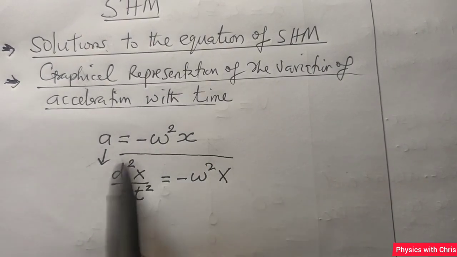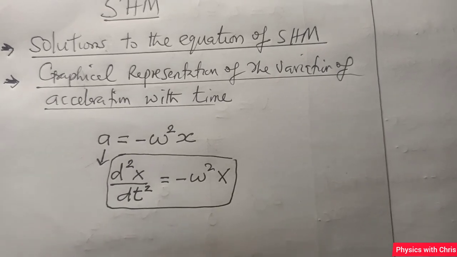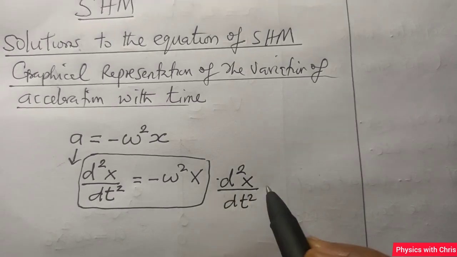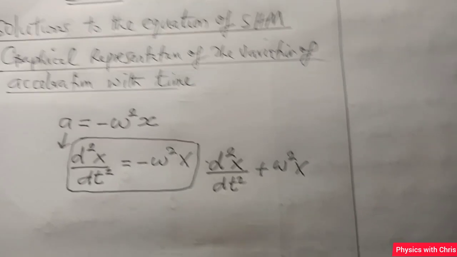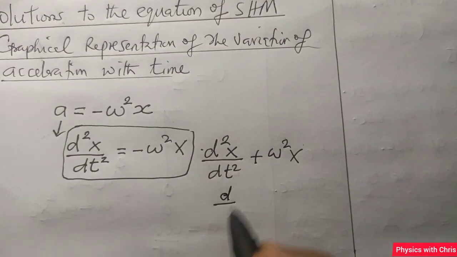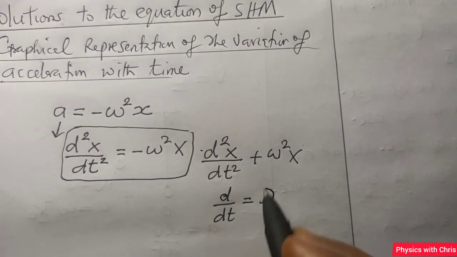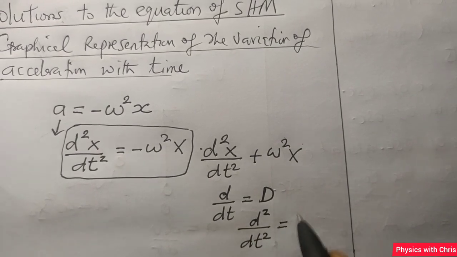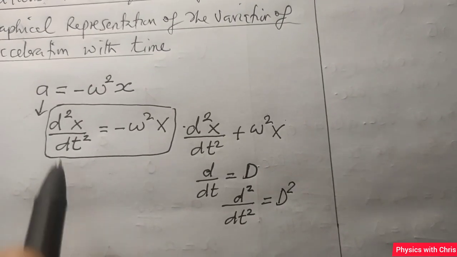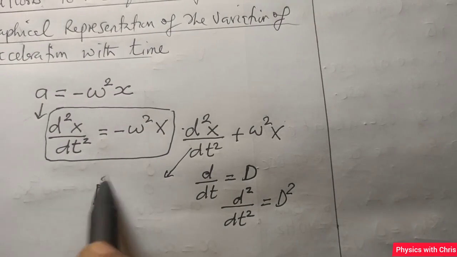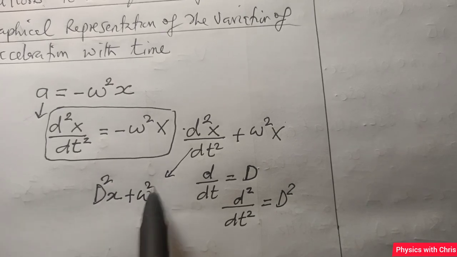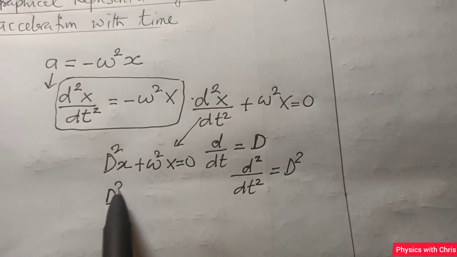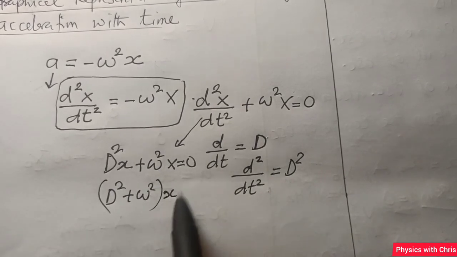Now, this very equation is called a second order differential equation. I can write it this way: d squared x over dt squared plus omega squared x. This is a second order differential equation. Now, if I take d over dt as equal to D, the uppercase letter D, then squaring both sides, d squared over dt squared will give me D squared. I can substitute that in this equation so that D squared x plus omega squared x is equal to 0. I can include the 0 here. So this gives me D squared plus omega squared, multiplied by x, is equal to 0.